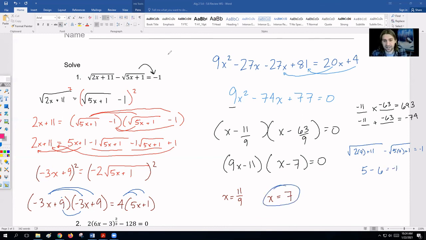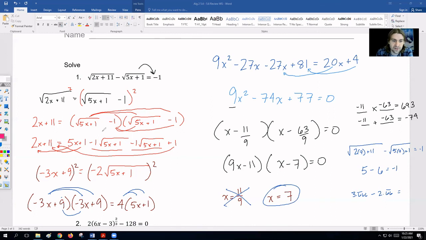The other one, we'll have to take a calculator out to do the 11 over 9. All right, 2 times 11 over 9 plus 11, and then take the square root of that. We get 3.666 repeating minus, all right, now plug in 5 times 11 over 9 plus 1, 7.111. The square root of that is 2.66 repeating. If we subtract those, that equals a positive 1, so no, that doesn't work, which makes sense. Fractions usually never work out nice. All right, so there's your answer.